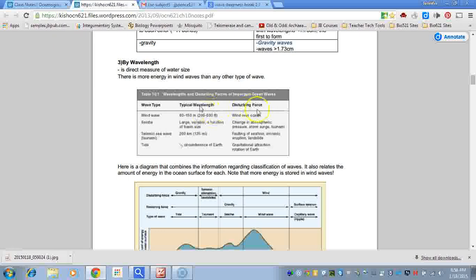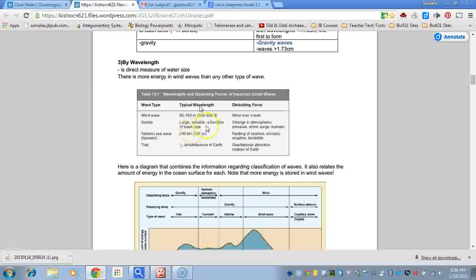What causes them is wind over the ocean. If they're really tiny capillary waves, then they're going to be flattened, or they try to be flattened, by surface tension, but usually the capillary waves are pretty tiny.